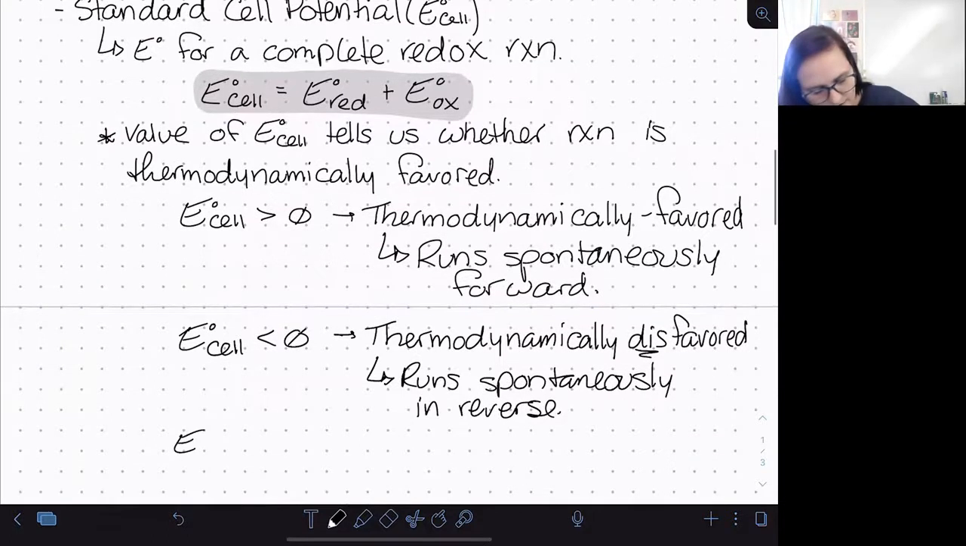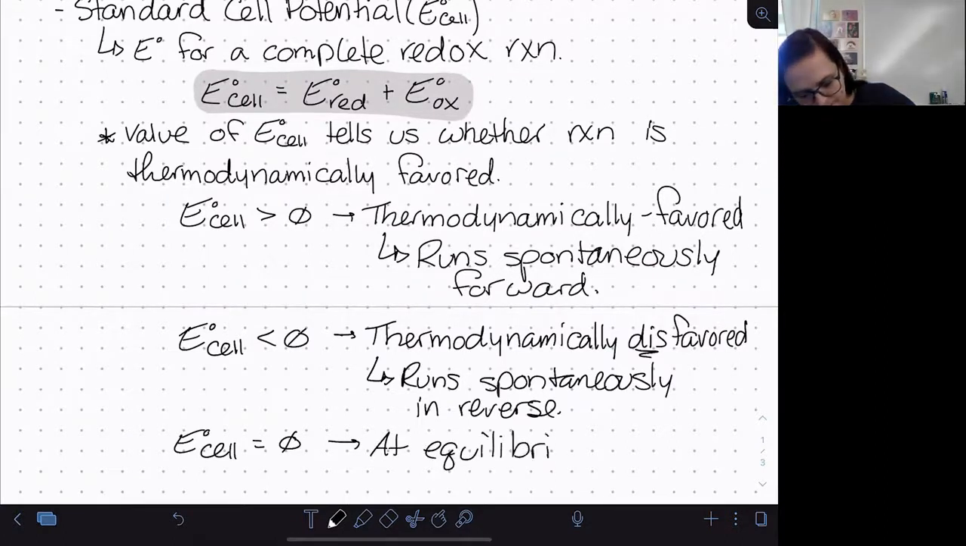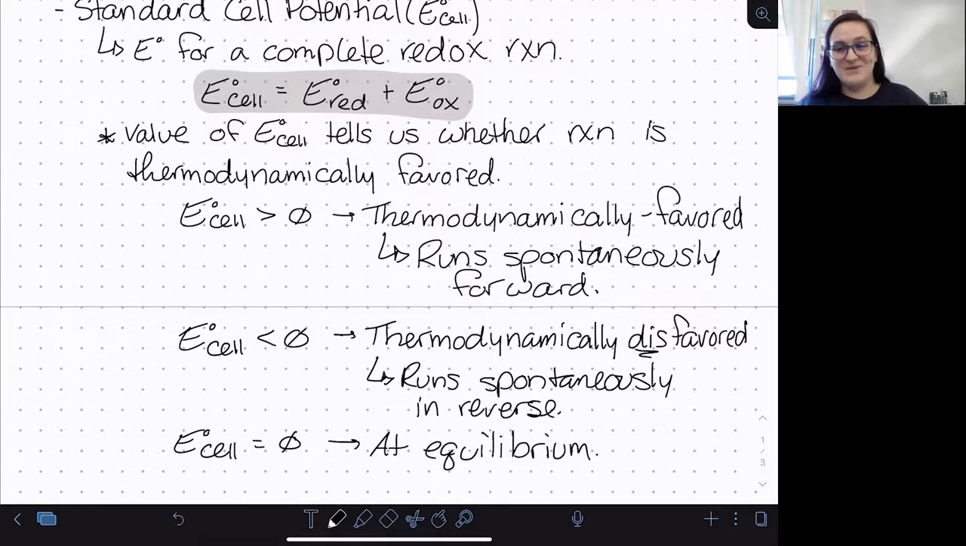And when E naught cell is equal to zero, our system is at equilibrium. E naught cell is measuring the difference between the standard state and equilibrium. If there is no difference between the standard state and equilibrium, you are at equilibrium when you are at the standard state.